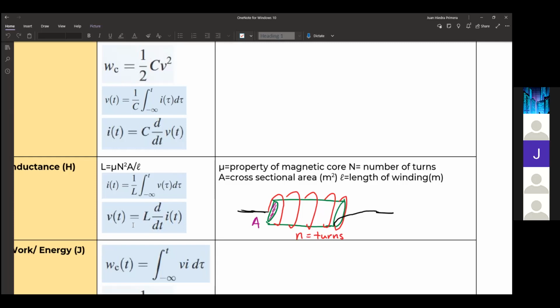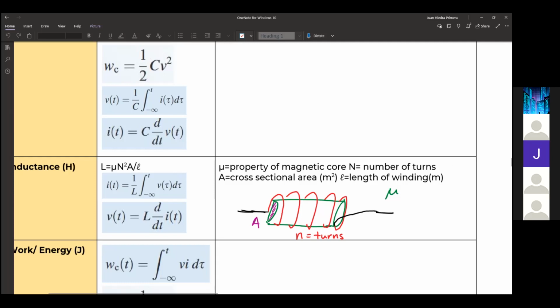And then the ferromagnetic core has a property called mu. Right now it's just the property of the magnetic core. Later on you learn that that's called the permeability of it, or how much magnetic fields are able to permeate through it or go through it. So an inductor basically converts the current into a magnetic field that's stored and then later expended. Similar to the way a capacitor holds charge, this holds a magnetic field.